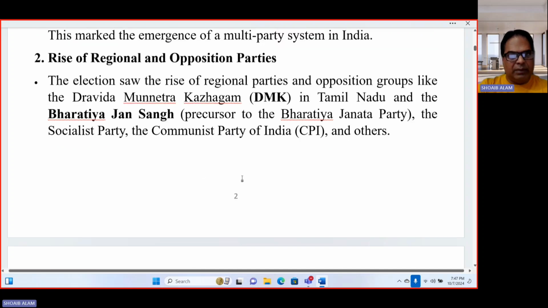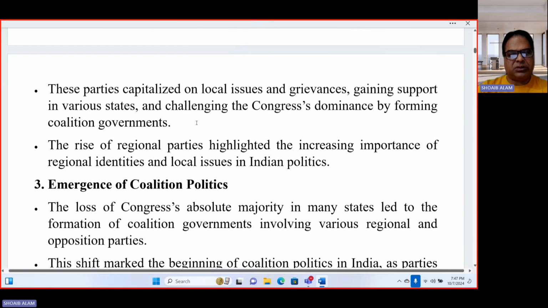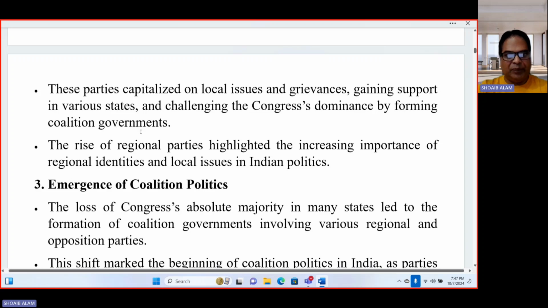And many others. These parties capitalized on local issues and the grievances of the people, gaining support in various states, and that became a big challenge for Congress dominance by forming coalition governments. That means the rise of regional parties highlighted the increasing importance of regional identities. Regional politics becomes more and more dominant over national politics.